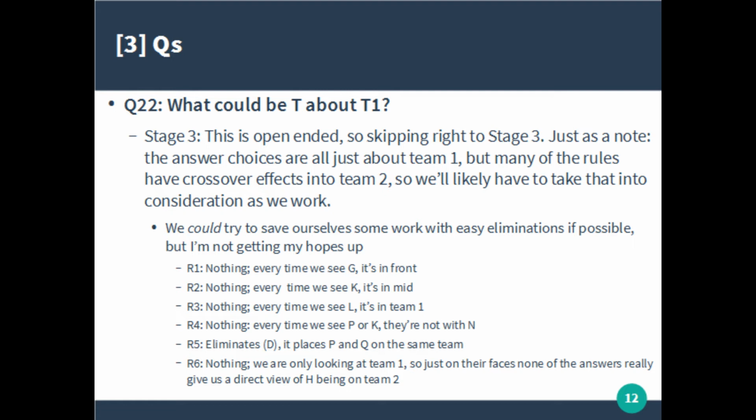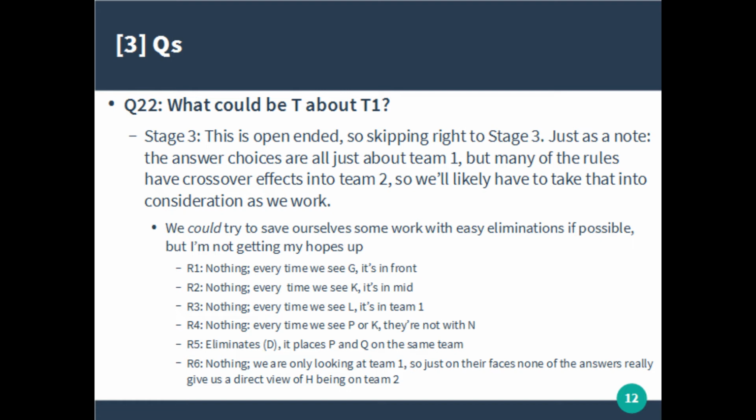There's nothing that we can plug in for stage 1, and accordingly there are no possibilities for us to test on stage 3. And so, again, kind of like the question 20 rule checker, the answer choices here are all just about team 1, but as we've seen, many of the rules have crossover effects into team 2 and whatnot. So there's a good chance we'll have to take that into consideration as we work. But yeah, that's just something to keep in mind.